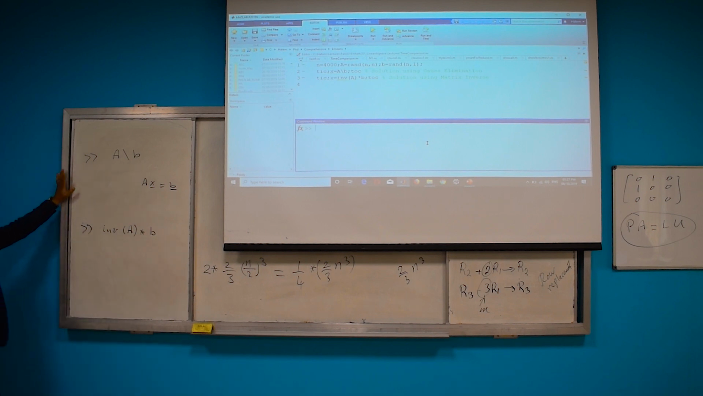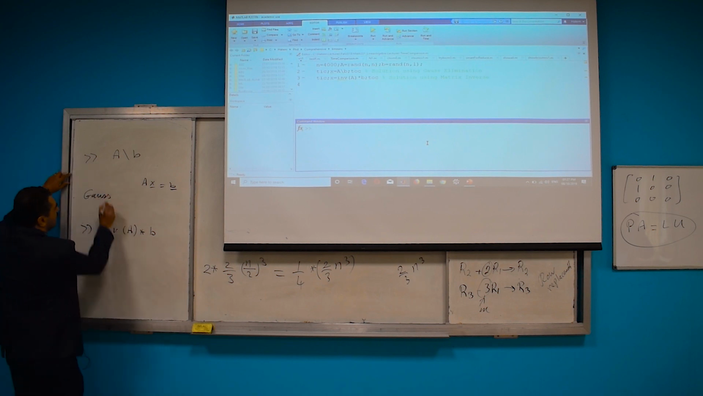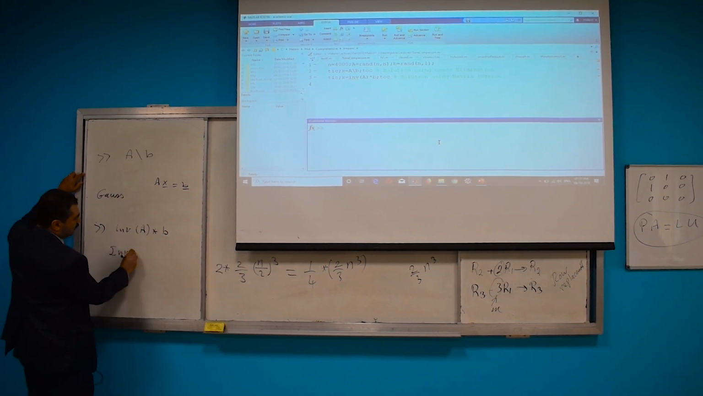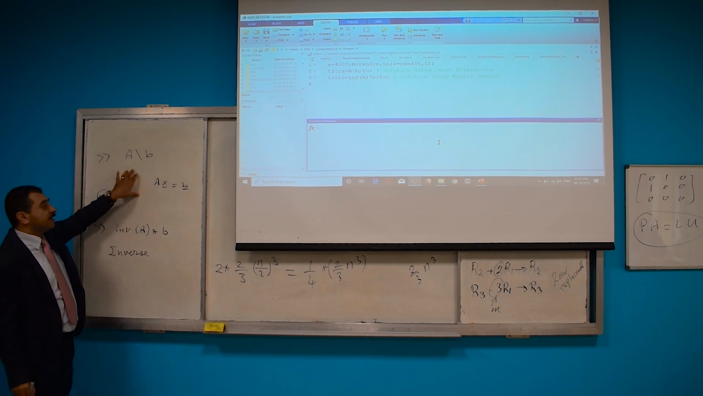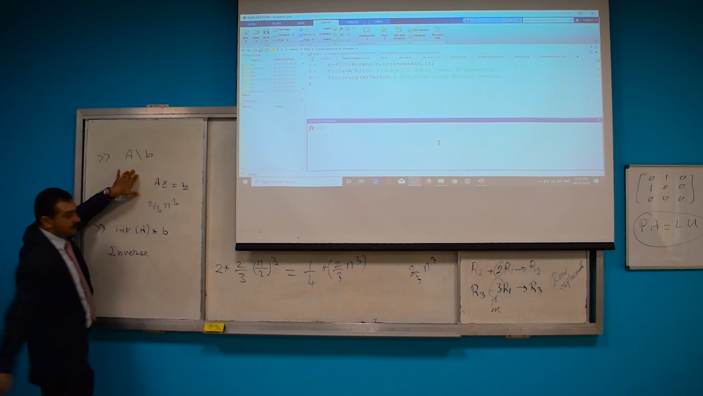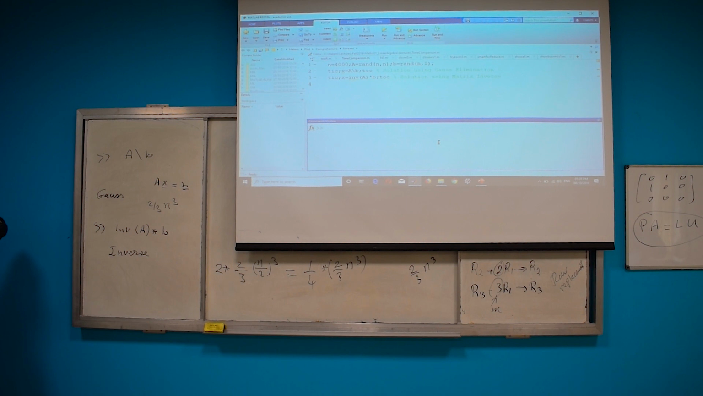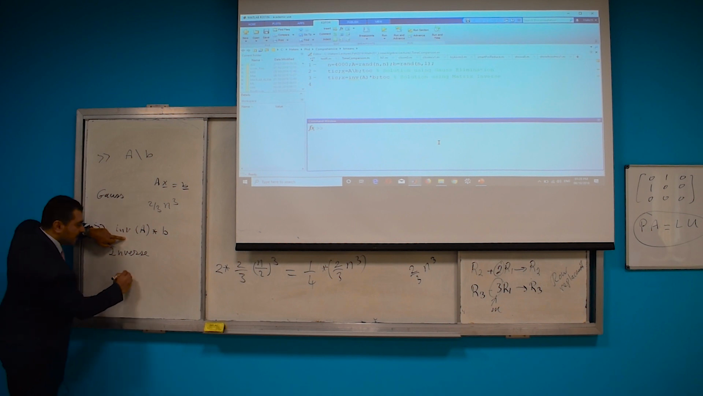So you can solve the system using Gauss or using the inverse. According to the theory, this operation takes about 2/3 n cubed flops. To find the inverse using Gauss-Jordan, how many operations do we need? It takes about 2n cubed flops.